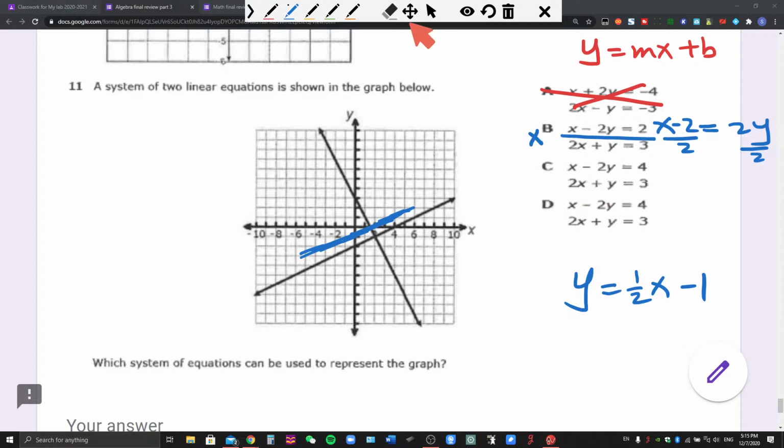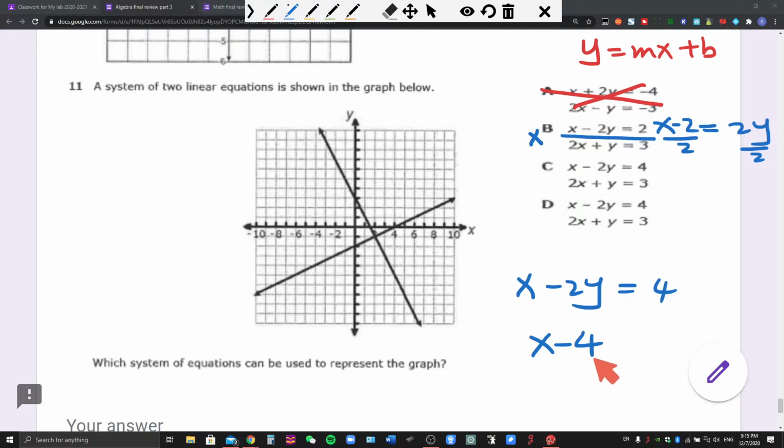But let's check the others. For C, x subtract 2y equals 4. I move the 2y to the other side, move the 4 to this side, so it's x subtract 4 equals positive 2y. Then divide by 2, you will have half x subtract 2 equals y. And that means it will cross -2 and still goes up. And that matches the graph. So C seems to be correct.